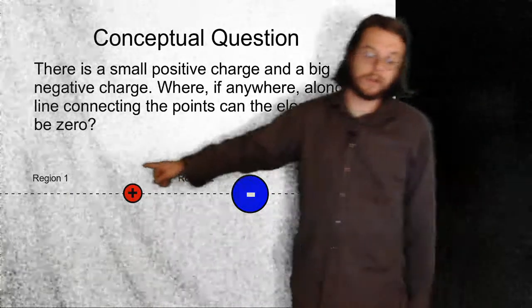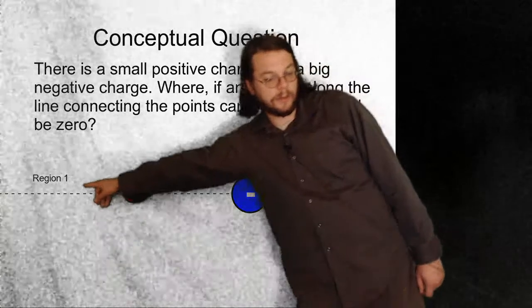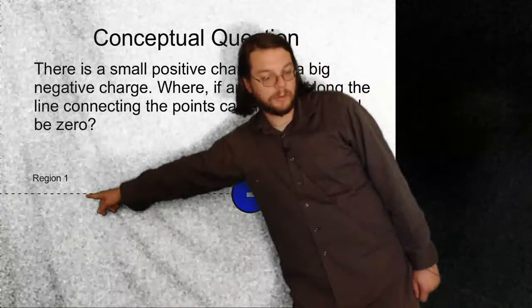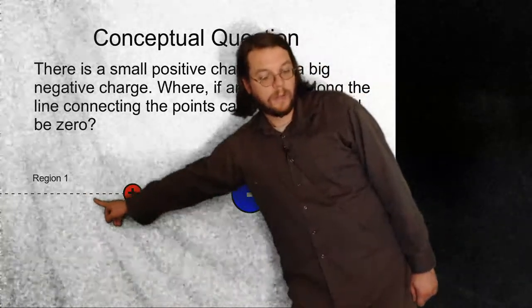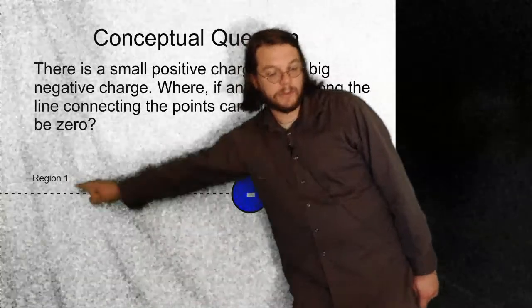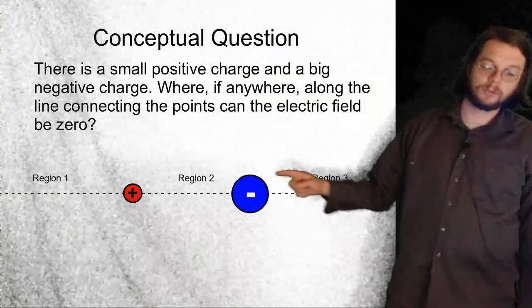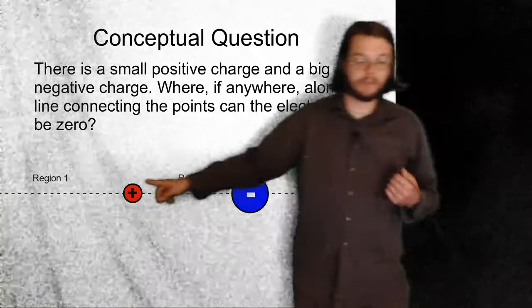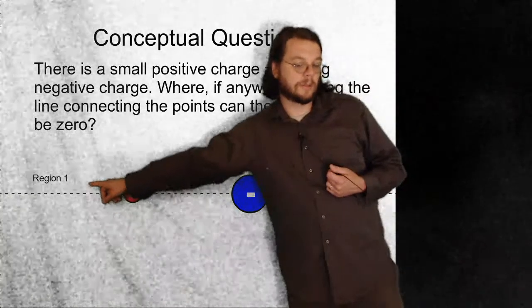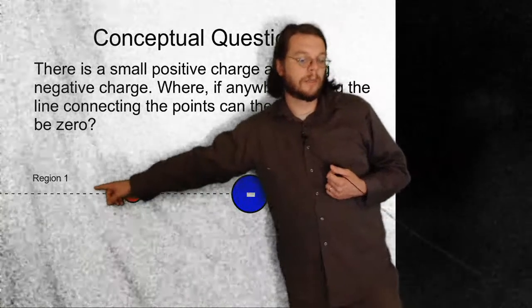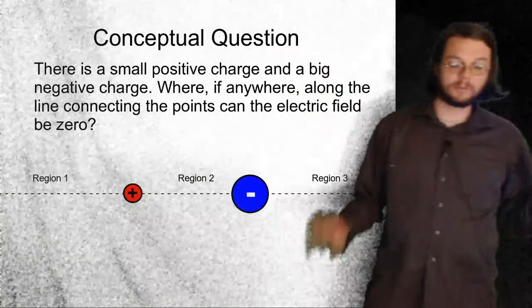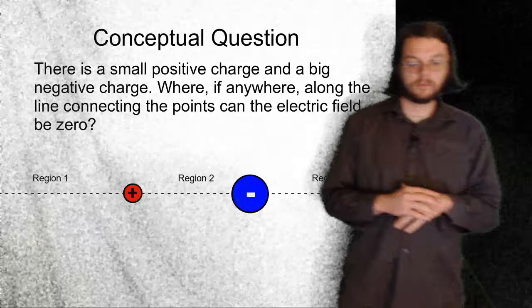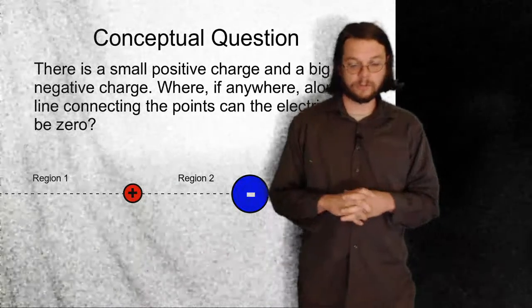But if you're in region 1, it's conceivable that if you're a positive charge here, you might be able to find the spot where you're repelled away from this positive charge, but you're also attracted to this big beefy negative charge. It's conceivable in region 1 that somewhere along here those two forces would balance and you'd be able to just stay there, not experiencing any force.